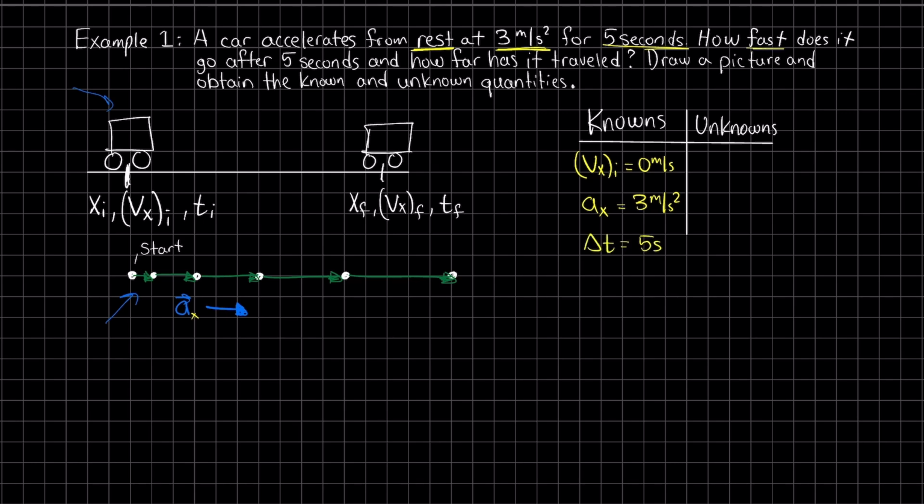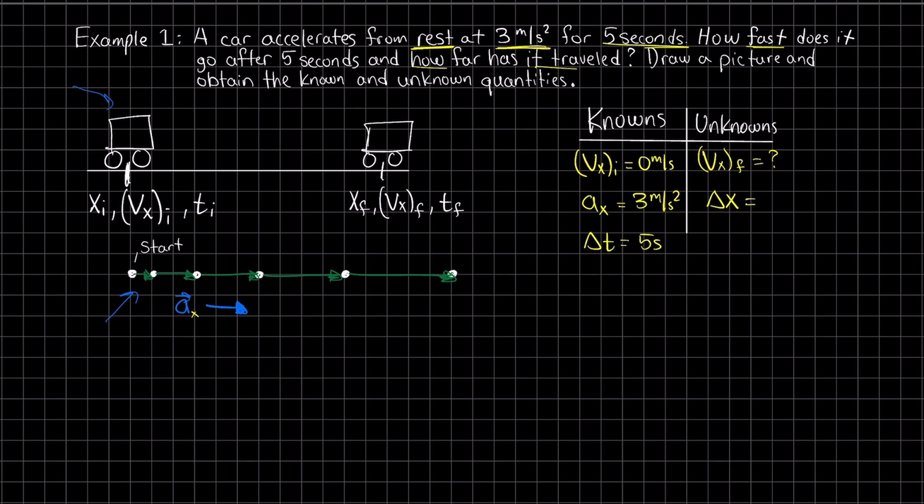How fast does it go after 5 seconds? So I'm looking for some final velocity, and then lastly, how far has it traveled? So I'd be looking for the displacement, which in this case would be equivalent to the final position, because the initial position, I would call it 0. So I would say that those two are equal. And of course, the same would go for the delta t. The delta t would be equal to the final time, which is 5 seconds, because the initial time would also be 0. And that completes example number 1.